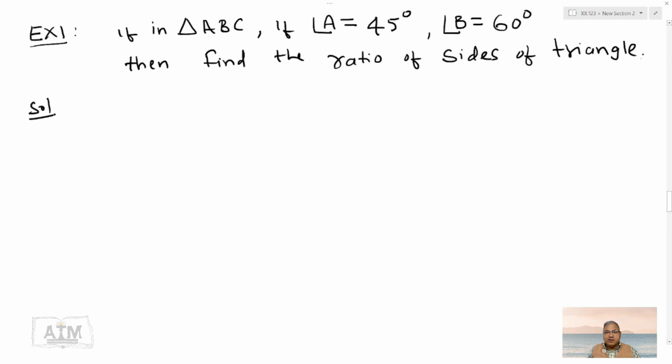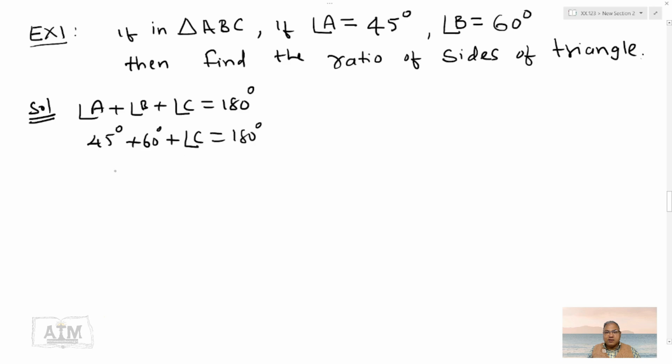Solution. Two angles are given, the third angle is not given, and we know that angle A plus angle B plus angle C equals 180 degrees. So we have angle A 45 degrees, angle B 60 degrees, and we don't know angle C. So angle C equals 180 minus 105. Therefore, angle C equals 75 degrees.